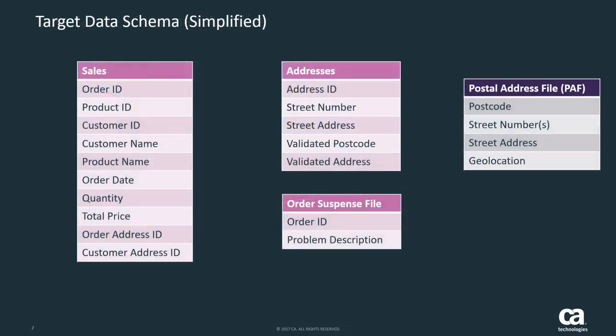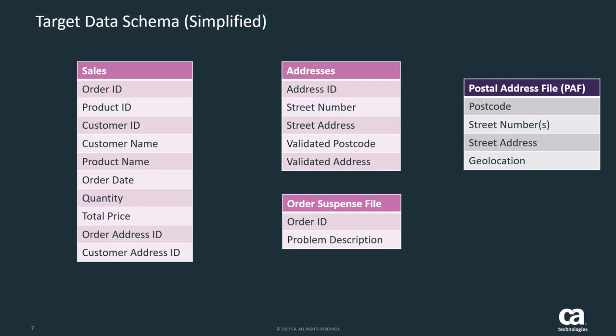The output tables, which are generated from the content of the input tables and the reference file, the PAF file, if you like. We're going to generate a sales database which contains all the order details and the tidied up customer address IDs, which will be generated from the addresses that are going to be created as we encounter them in the customer and order records.